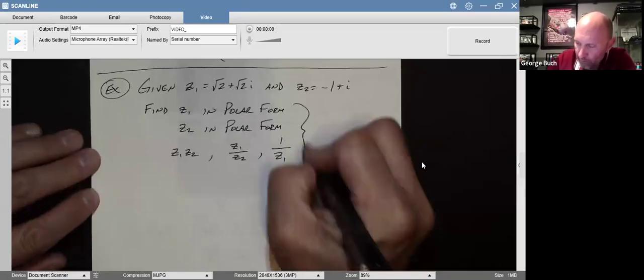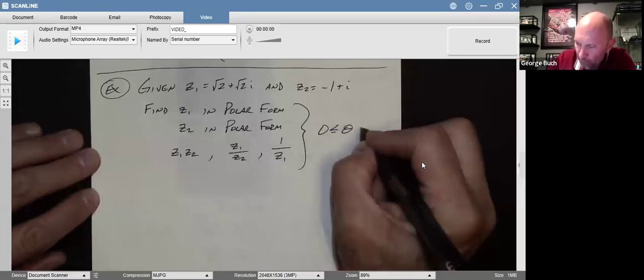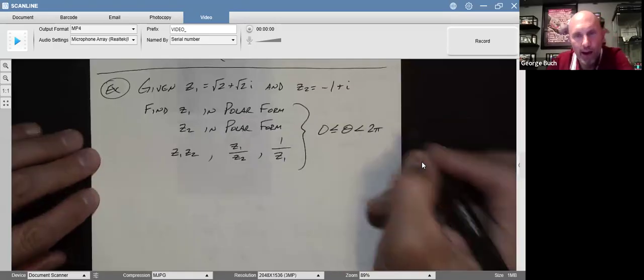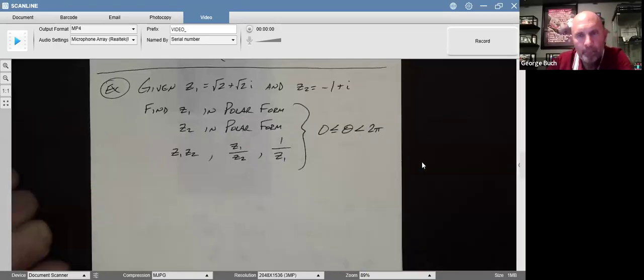And for all of these, theta has to be between 0 and 2 pi. So don't give me an answer like theta is equal to 19 pi over 4. It's not between 0 and 2 pi. Find that value on the unit circle.